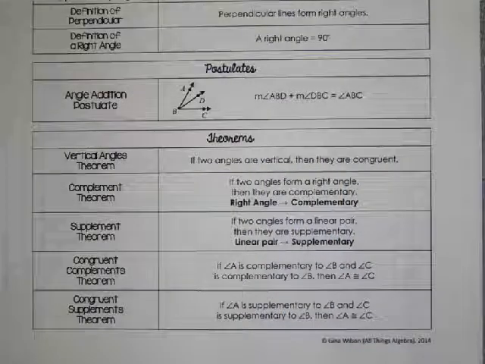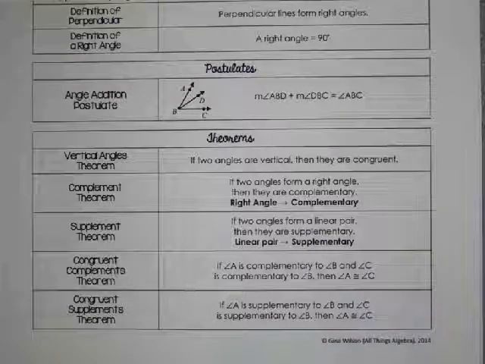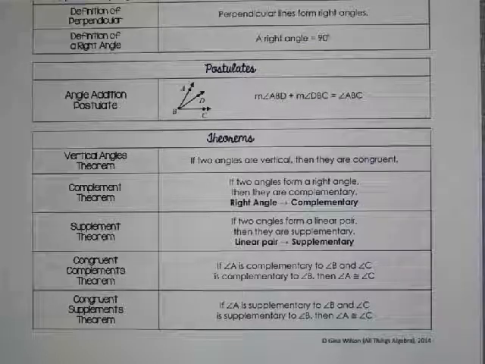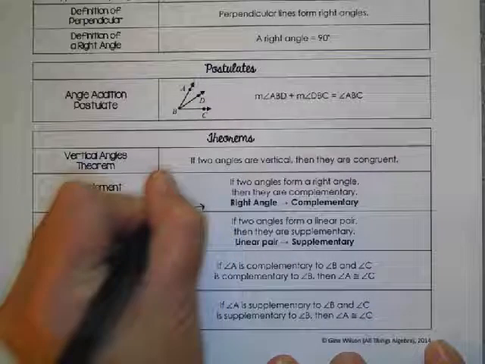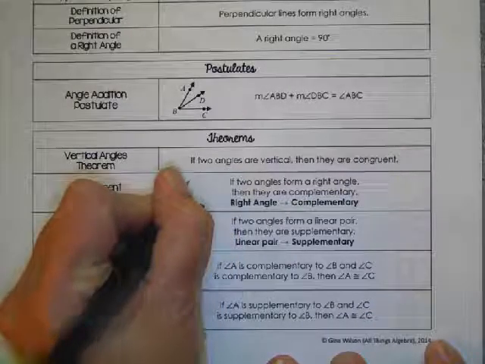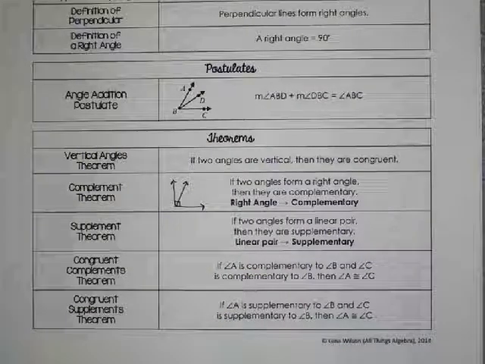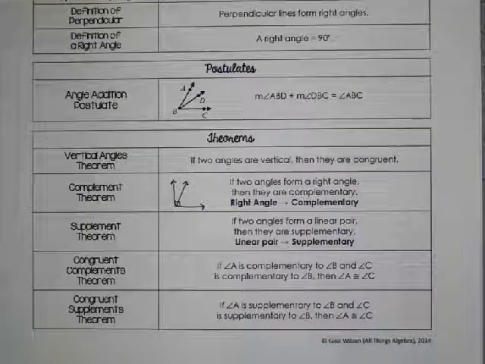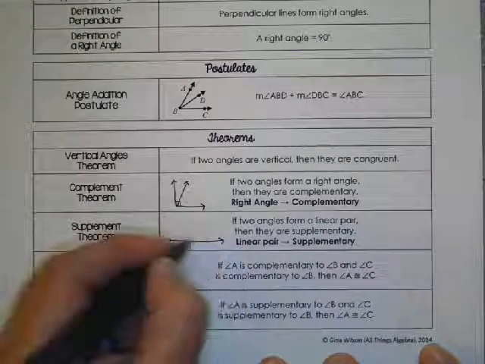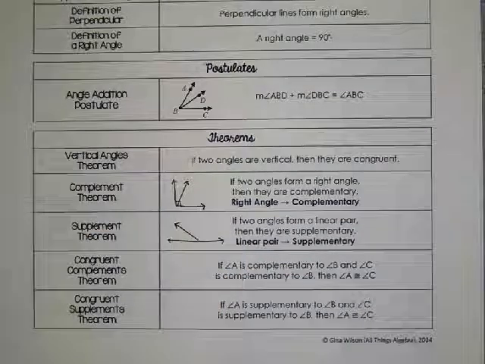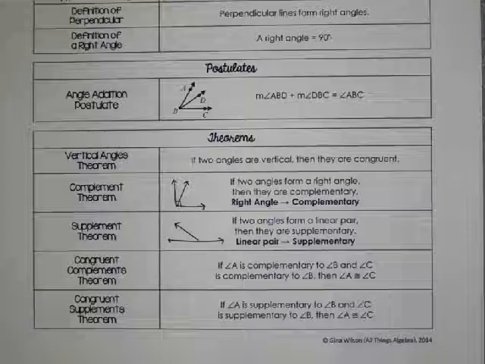And then we have theorems, and these are things in geometry that started out as a theory and they've been proven to be true. So the vertical angles theorem is if two angles are vertical, then they're congruent. The complement theorem is if two angles form a right angle. So if you have a right angle and it's made up of two other angles, then they are complementary. The supplement theorem is that if you have a linear pair, so if we remember we have a line and then we use a ray to create a pair of adjacent angles, so linear pair, automatically supplementary.